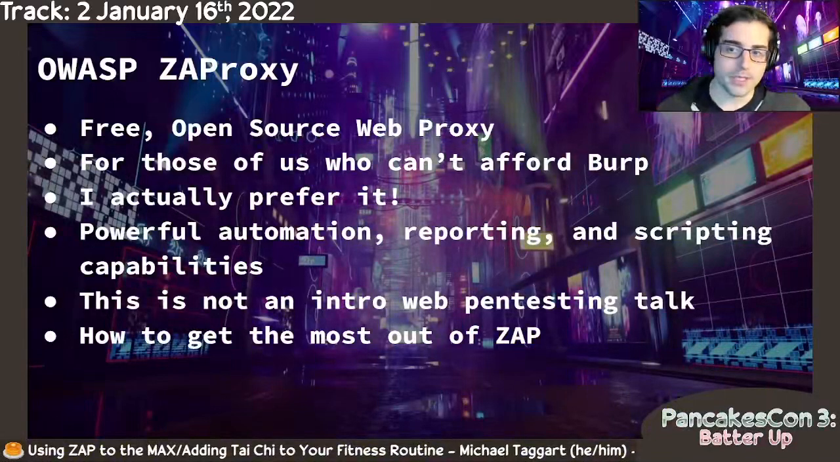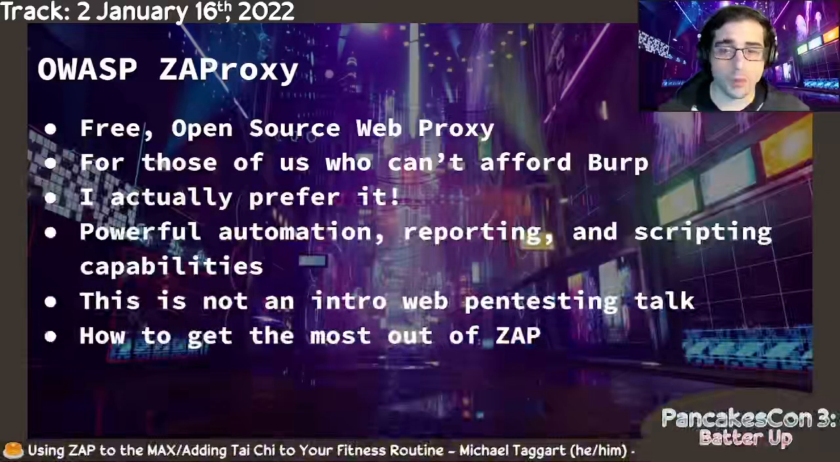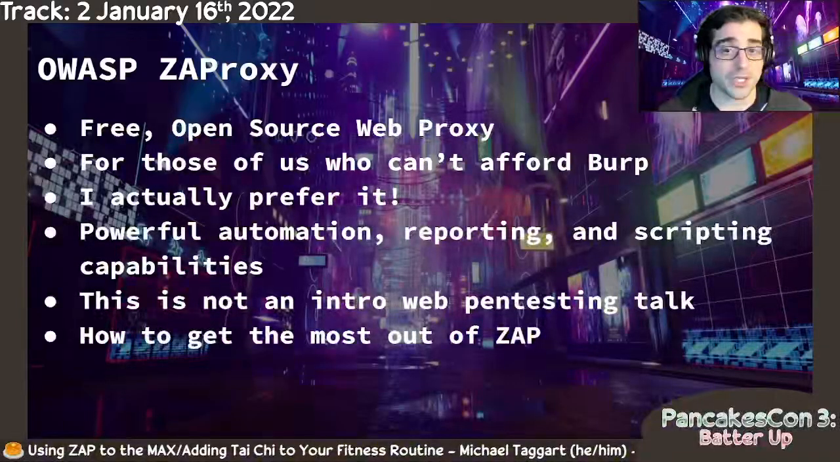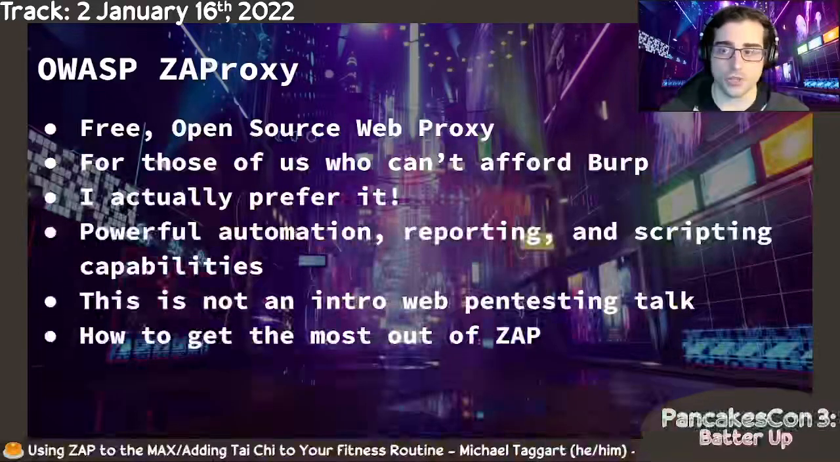Now, ZAP is a free and open source web proxy. It actually comes installed by default in Kali Linux when you set that up. And it's an alternative to the pretty well-known Burp Suite, which is a fantastic piece of software. But Burp's really advanced features are paid and ZAP's are not. I've been using ZAP for a long time now, and I've come to actually prefer it over Burp. It has a lot of powerful automation, reporting, and scripting capabilities.